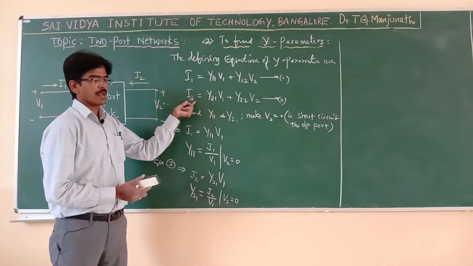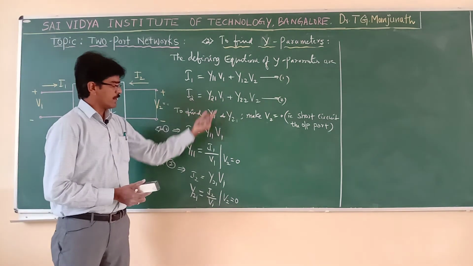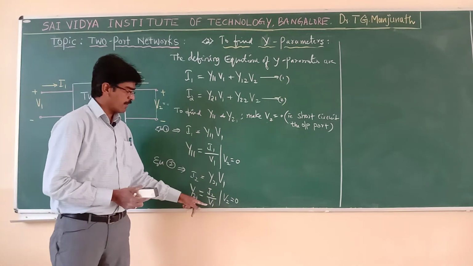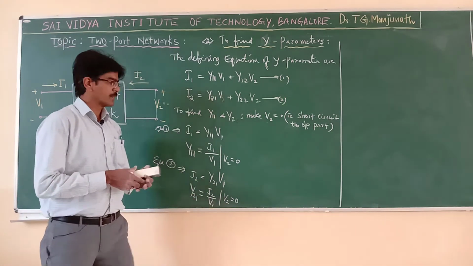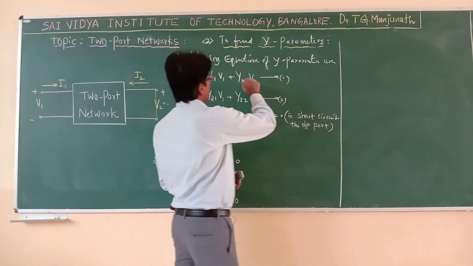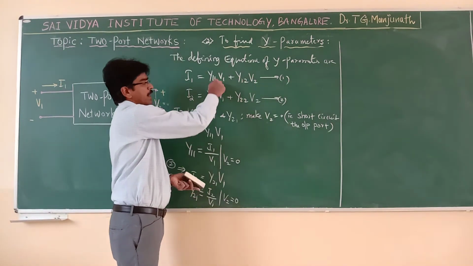Okay. Second equation, this is 0. I2 equal to Y21 V1. So Y21 is equal to I2 by V1 at V2 equal to 0. Similarly, to find these two parameters, I will make V1 0.